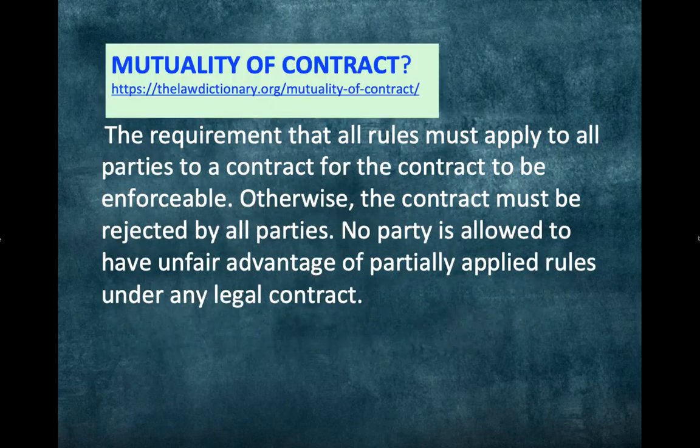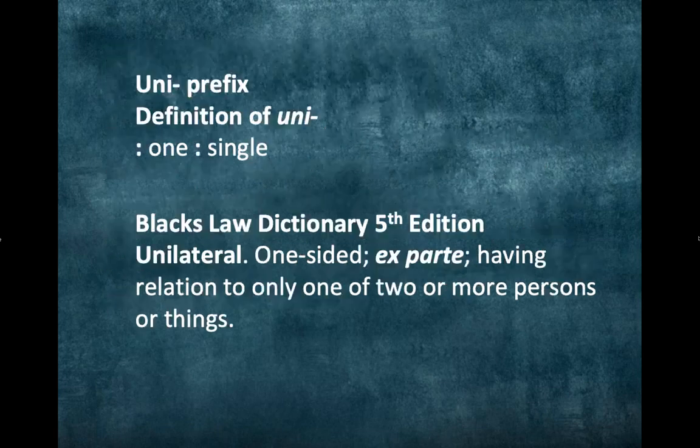The next bit we'll look at is mutuality of contract. The requirement that all rules must apply to all parties to a contract for the contract to be enforceable. Just get that clear. All the rules must apply to all parties. Otherwise, the contract must be rejected by all parties. No party is allowed to have an unfair advantage of partially applied rules under any legal contract. So we've looked at uberrima fides, mutuality of contract.